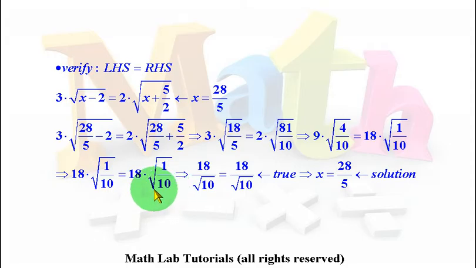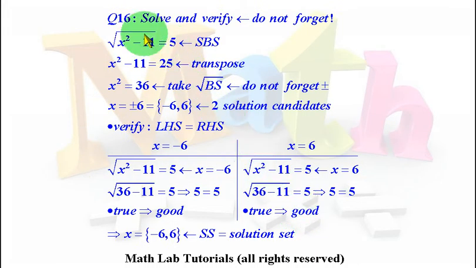And of course, that can be rewritten as 18 over root 10 equals 18 over root 10. And of course, that's a true statement. So we declare the candidate to be a solution in fact. Okay, it turns out that the verification over here was more complicated than the actual solution itself. So there you go. Let's go on to the next slide.